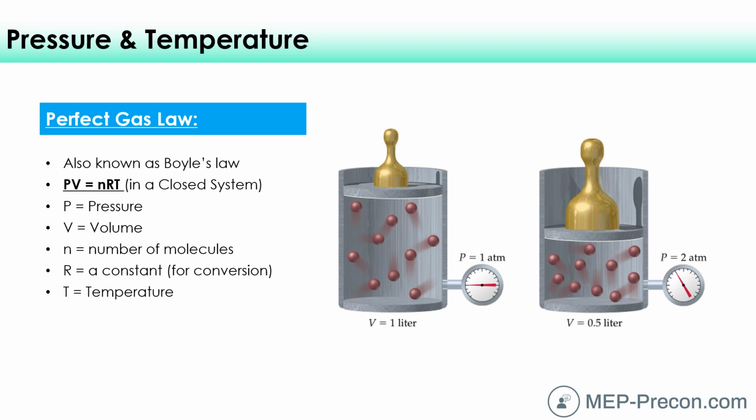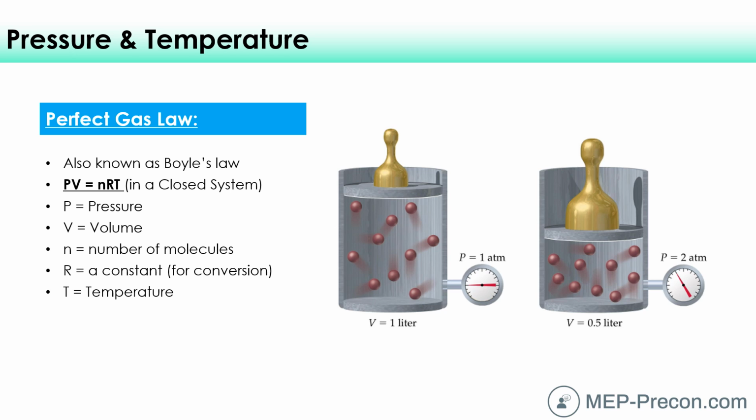Let's talk about these variables here. P is the pressure, V is the volume, so that's on one side of the balanced equation here, and then on the other side is n, which in chemistry is referred to as the number of moles, but it's essentially the number of molecules within the system. R is just a constant in order to make the unit conversions work out properly within this equation. And then T is the temperature of what's inside that closed system.